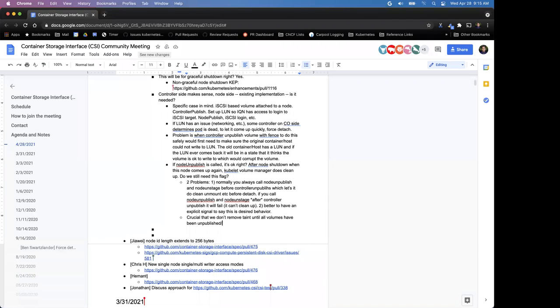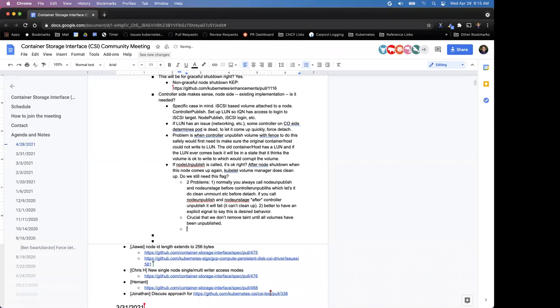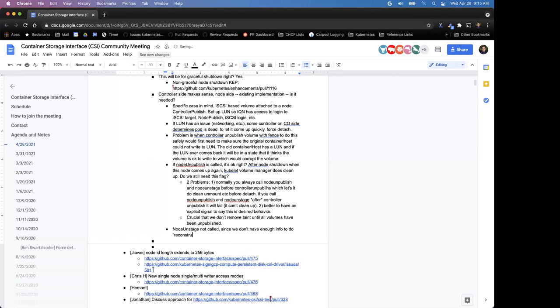So I see that it makes sense to have this flag for the node unpublished, but node unstage will not be called at that time, because at that time we don't have enough information to do reconstruction. So I checked with Jing. In my testing, I see that there are some global mount directories that are left over, so that we can manually clean up, but we cannot call node unstage. But it should be fine if calling node unpublished.